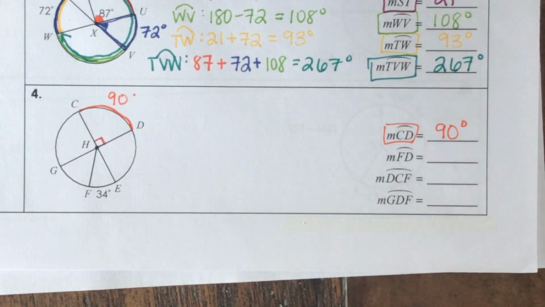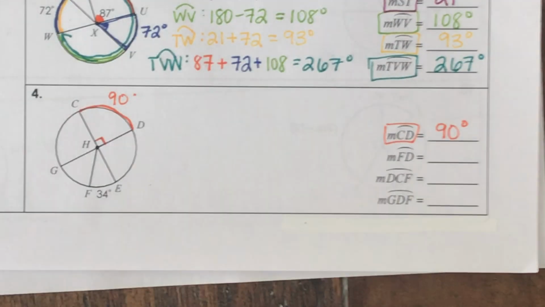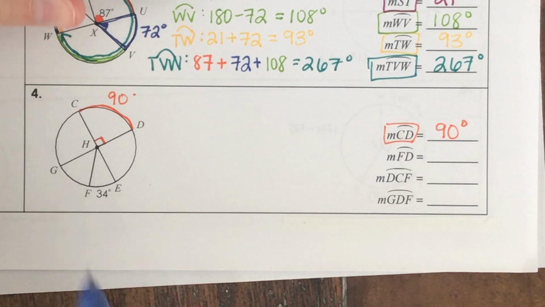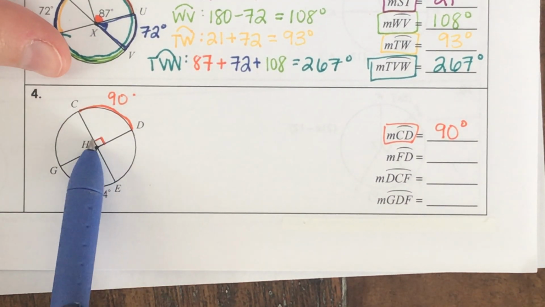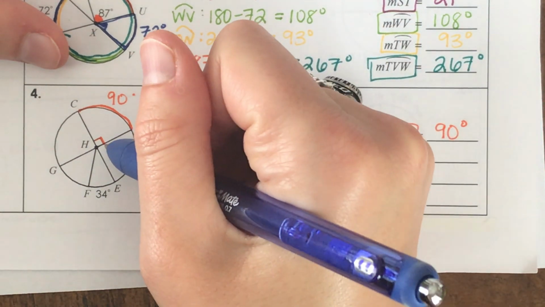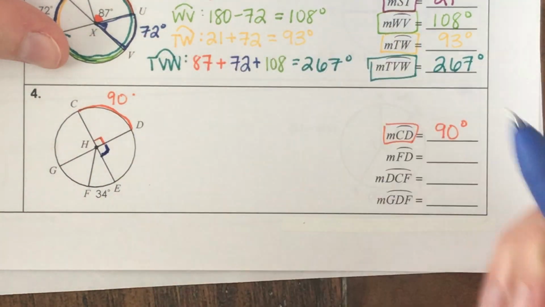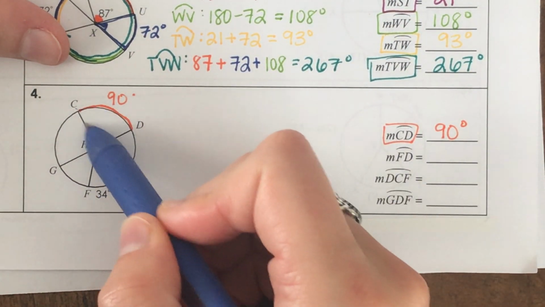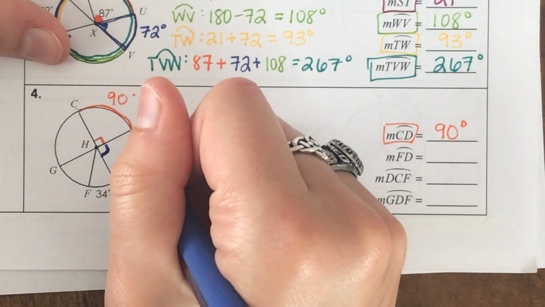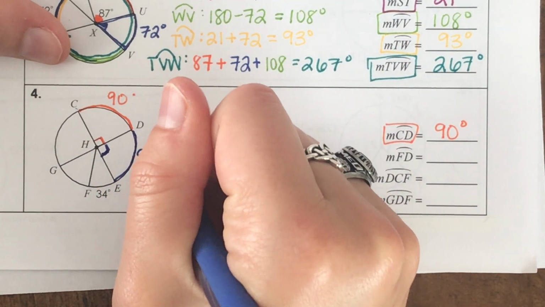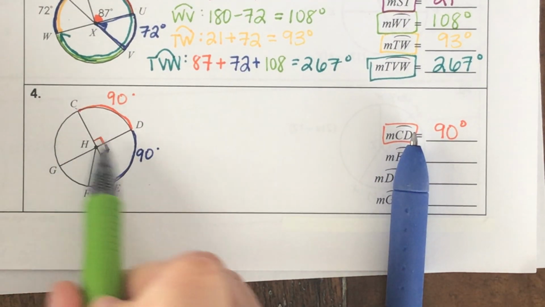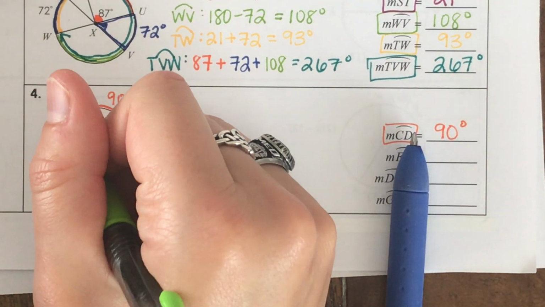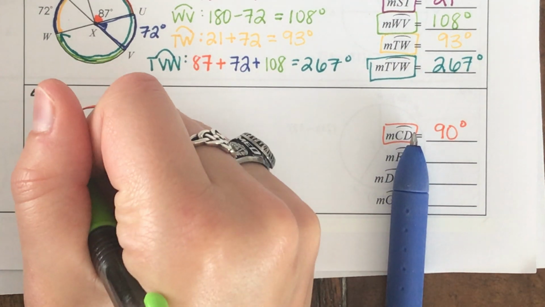All right, measure of arc FD. Now I know this piece is 90. I also know that this piece has to be 90, because 90 and 90 gets me a straight line. It gets me to 180. So this piece is also 90 degrees, which means, guess what? The piece that is vertical over here, this piece is also 90 degrees.